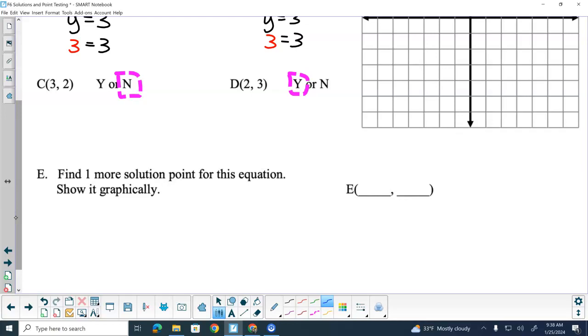Negative 1, negative 3 is not on the line. I promise it's not on the line. Because what does my y value have to be in order for it to be on the line? My y value's got to be 3. So you could put any number here, as long as you've got a 3 there, it's going to be on that line. Okay? So I'm going to go 17, 3. And it's on the line. Y equals 3 with my equation. 3 equals 3. Okay?